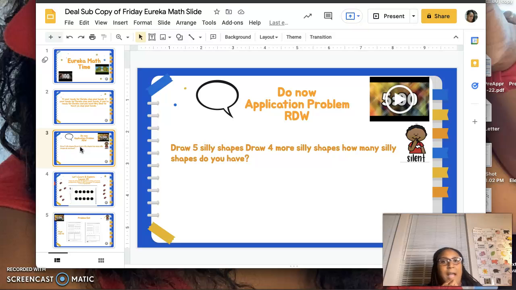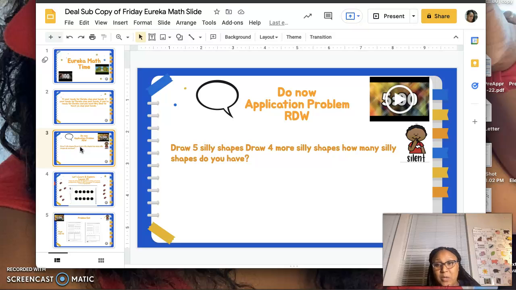Okay? All right, so now let me break it down for you. So, you're going to draw how many silly shapes first? Right, you're going to draw 5 silly shapes. Then you're going to draw how many more silly shapes? Right, 4 more silly shapes. How many silly shapes will you have in all? You're going to have to count. Okay, and then I want you to count and practice writing that number on your paper.